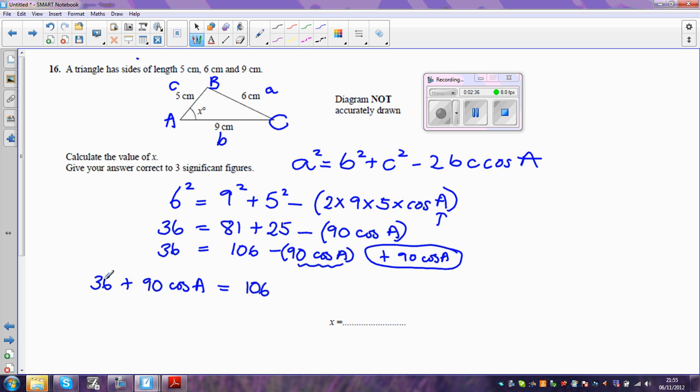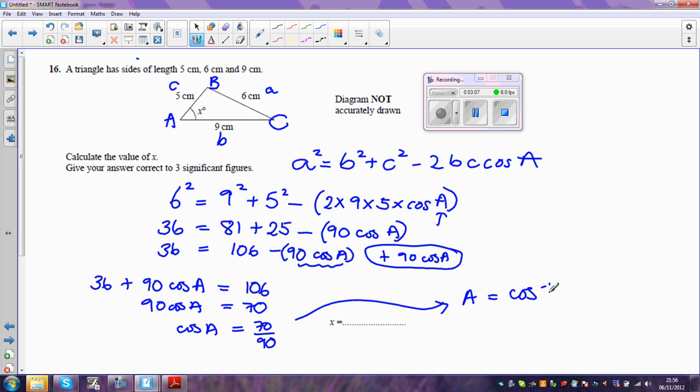I'm now going to subtract that 36 from both sides. So I've got 90 cos A is equal to, and if I do 106 take away 36, I end up with 70. So in other words, cos A, if I divide both sides now by 90, is going to be 70 divided by 90. Now, if I get my calculator out, I know that cos A is 70 over 90, and what that means is that angle A is going to be cos to the minus 1, or the angle whose cosine is 70 over 90.